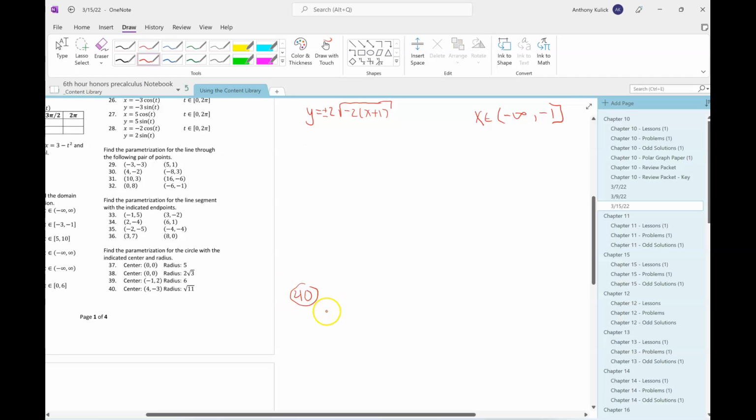So we remember that for a unit circle we had x of t was cosine t and y of t was sine t, right? Now a unit circle has radius 1 and center at 0, 0. Everybody agree with that?